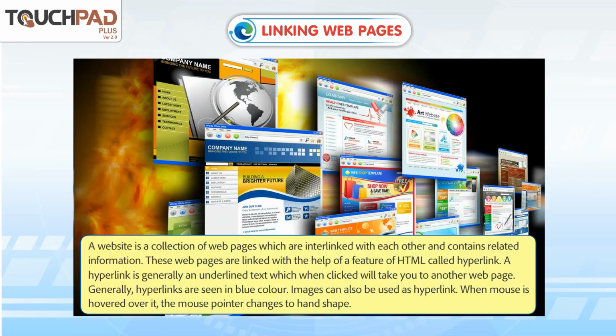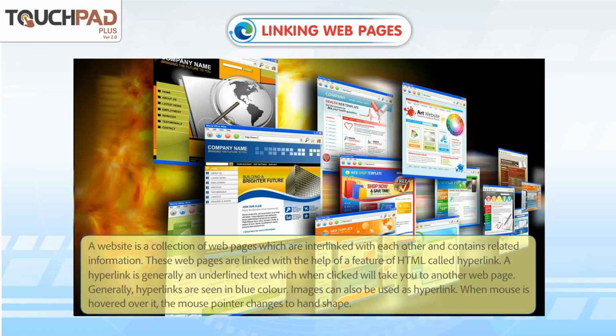A website is a collection of web pages which are interlinked with each other and contain related information. These web pages are linked with the help of a feature of HTML called hyperlink. A hyperlink is generally an underlined text which, when clicked, will take you to another web page. Generally, hyperlinks are seen in blue color. Images can also be used as hyperlinks. When the mouse is hovered over it, the mouse pointer changes to hand shape.